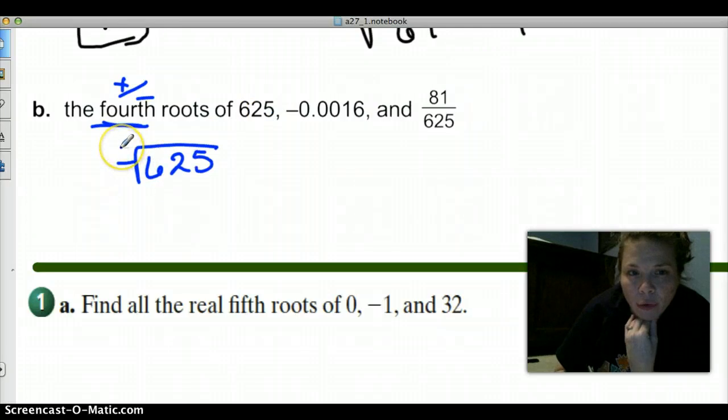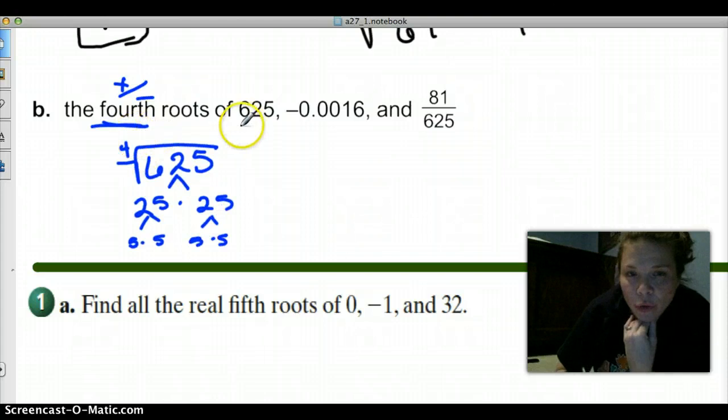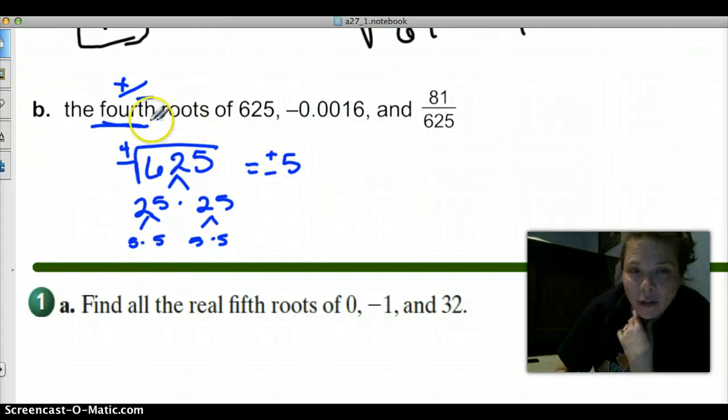I'm going to put that 4 right there. This is, hopefully, a lot of you know that that's 25 times 25. And then that is the same as 5 times 5. And this one is 5 times 5. So the fourth root of 625 would be just 5. But more specifically, plus or minus 5, since it is an even root.